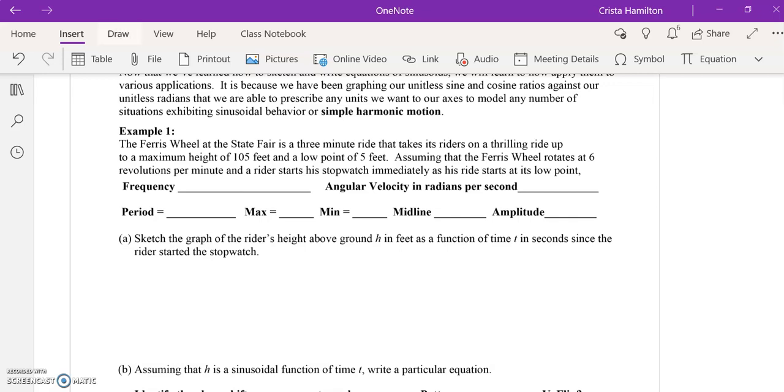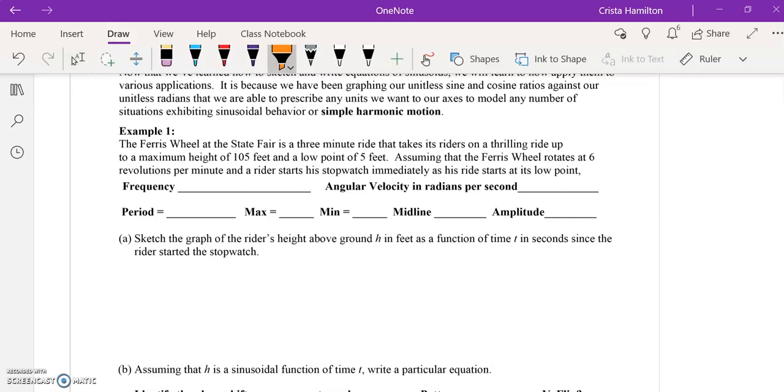I'm going to highlight a couple of important things in the problem. It's a 3-minute ride, so that's important. We have a max height of 105 feet and a low of 5 feet. It's going to rotate at 6 revolutions per minute. And then we're starting at the low point. All right, so these are all things that are important in terms of determining what's going on in the problem.